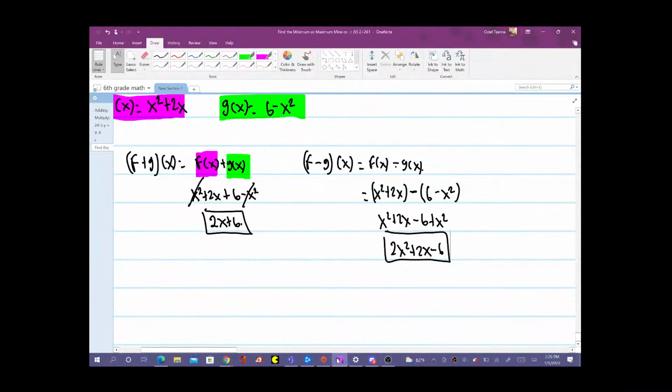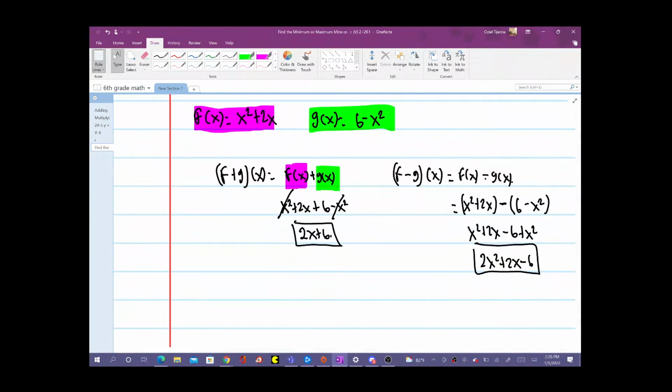So, let's go back. So that's what f minus g of x is. Now what about f times g of x? So that means f g of x is f of x times g of x.